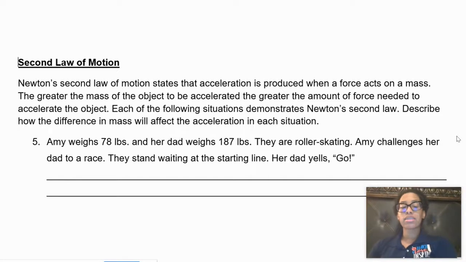Amy weighs 78 pounds. And her dad weighs 187 pounds. They are roller skating. Amy challenges her dad to a race. They stand waiting at the starting line and her dad yells, go. Well, the only thing that we have to think about here is who has the lighter mass. Amy. So Amy is going to accelerate faster.